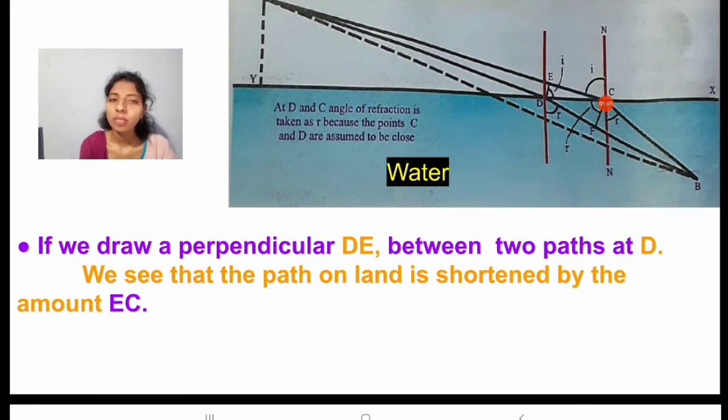If we draw a perpendicular DE, you can see here this is D and this is E. When we draw a perpendicular DE between the two paths at D, we see that the path on the land is shortened by the amount EC. Compared to EC, the path DE on the land is shorter.